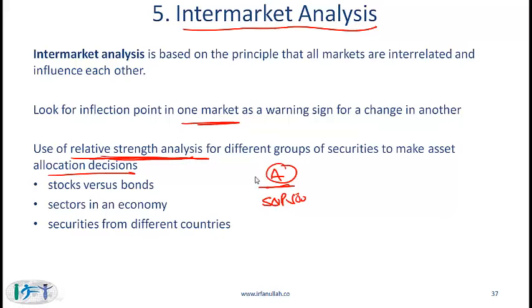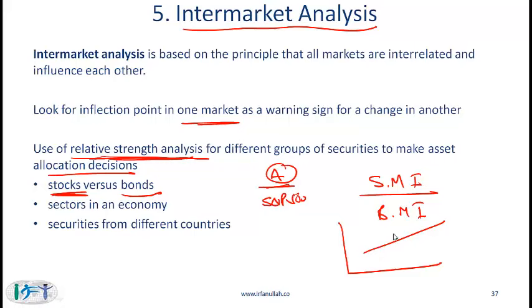So we were looking at the performance of A relative to the index which contains A. With intermarket analysis, we actually look across different markets. So we might take stocks and represent stocks by a given stock market index, and we plot a graph that shows the stock market index divided by, say, a bond market index. If this graph is going up, that would imply that the stock market is doing well relative to the bond market. If this starts coming down, then our analysis tells us that the stock market is not doing well relative to the bond market.